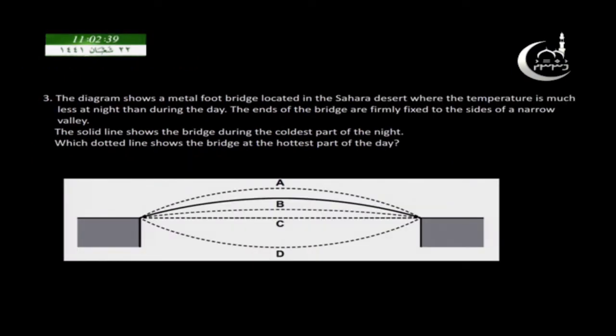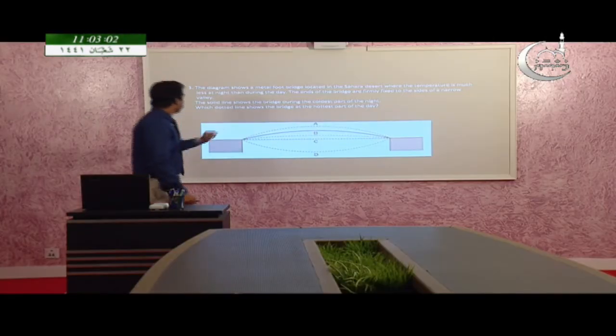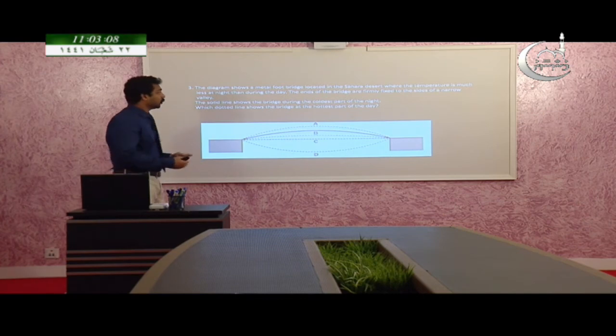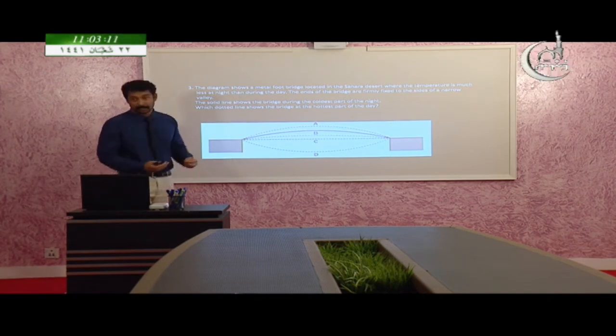Next, the diagram shows a metal foot bridge located in the Sahara Desert, where the temperature is much less at night than during the day. Ends of the bridge are firmly fixed to the sides of a narrow valley. The solid line shows the bridge during the coldest part of the night. Which dotted line shows the bridge at the hottest part of the day? These are the questions they asked in IGCSE papers.